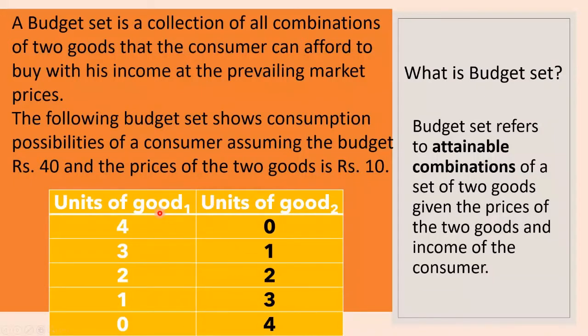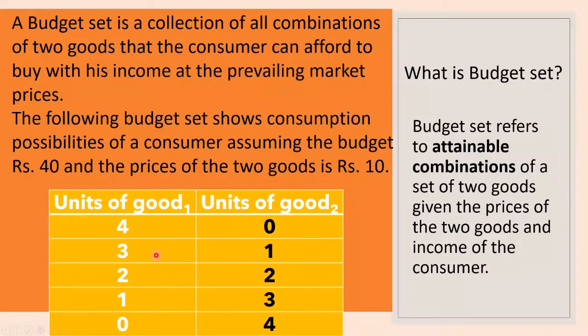Let us examine this table. Here we have the first combination, that is 4, 0. 4 units of good 1 and 0 units of good 2. This combination tells us that if the consumer buys 4 units of good 1, he spends all his 40 rupees on good 1 because good 1 costs 10. So 4 into 10 is 40. So he has no extra money to purchase good 2.